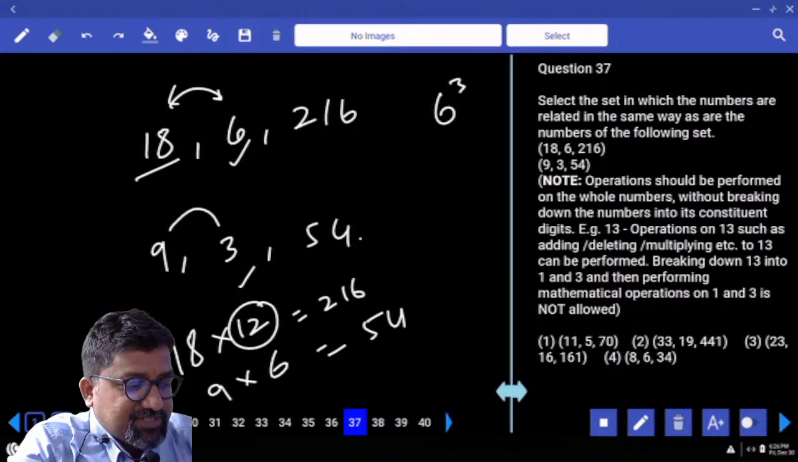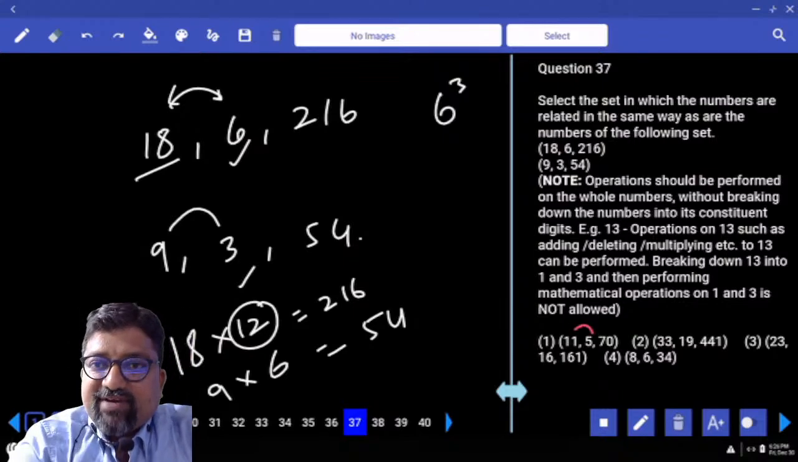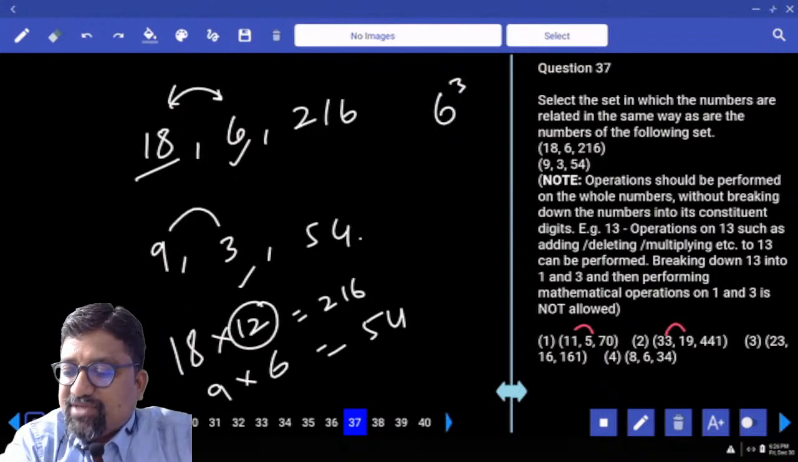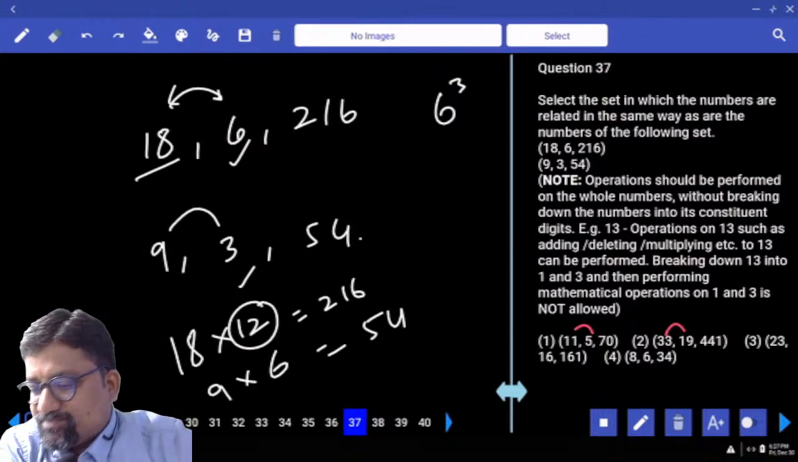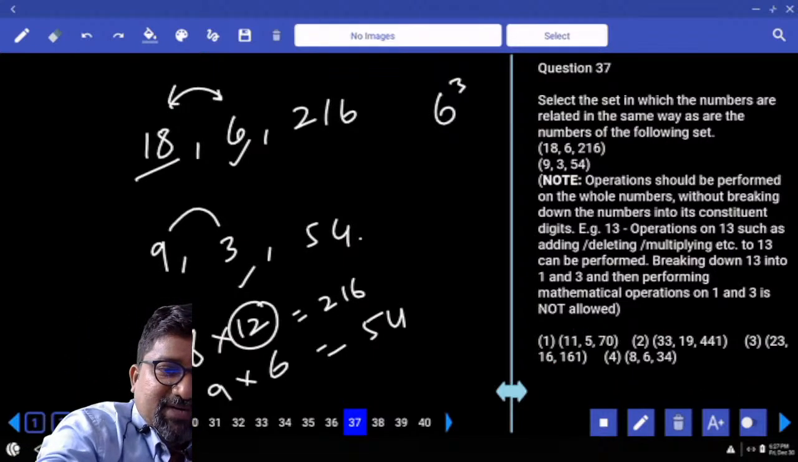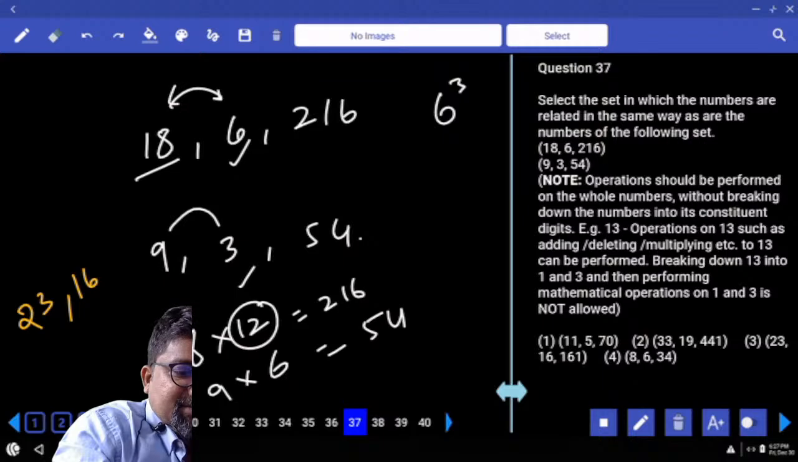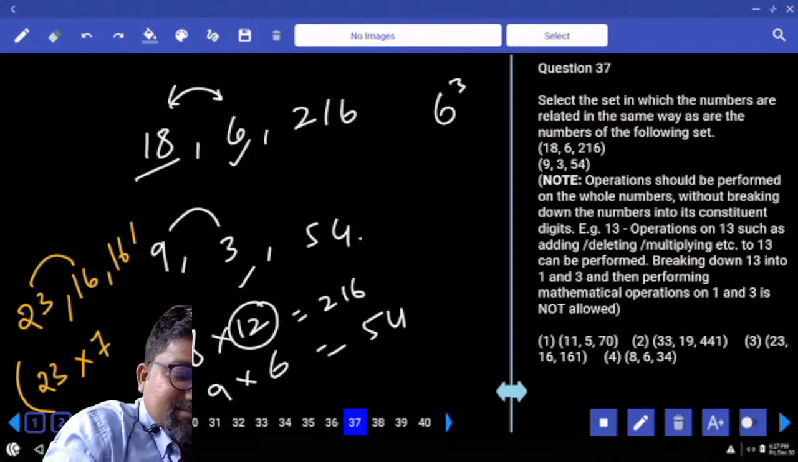Now look at this question. How is this changing the way? What is the difference between 11 and 5? 6. 11 into 6? No way. Difference between 33 and 19? 33 into 14? No. What is the difference between 23 and 161? Look, it's written on the side. 23, 16, 161. 23 into the difference between 23 and 16 is how much? Is it 161?